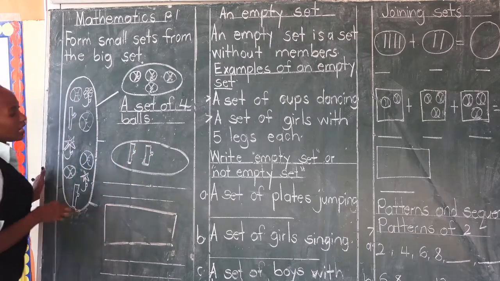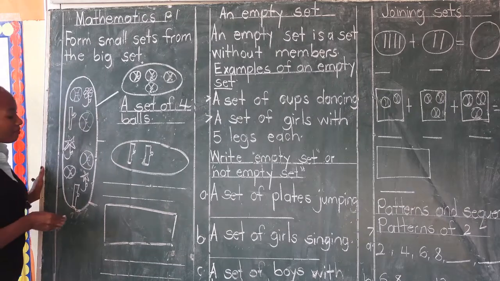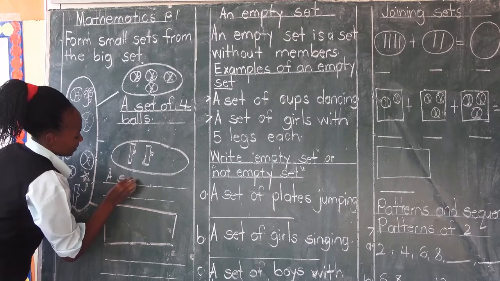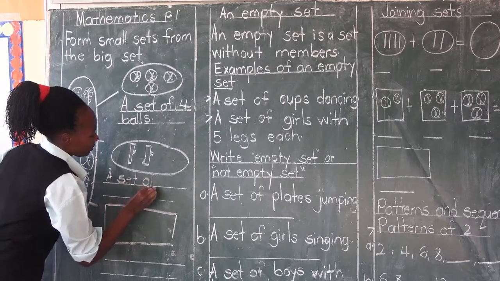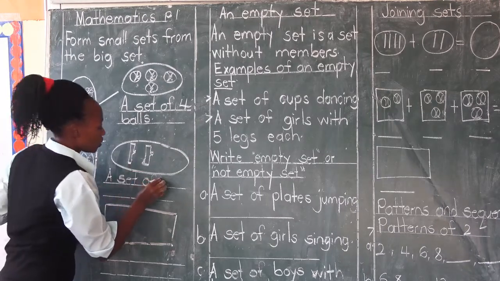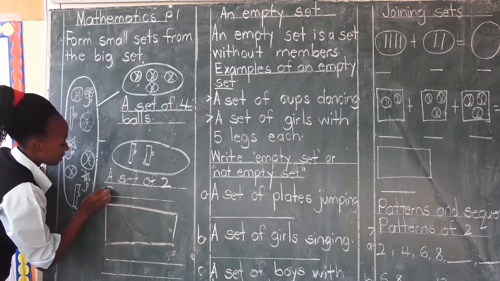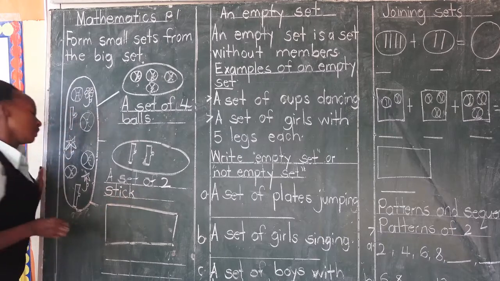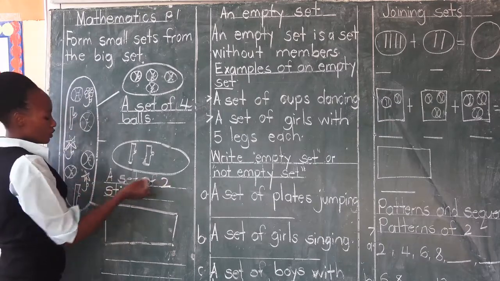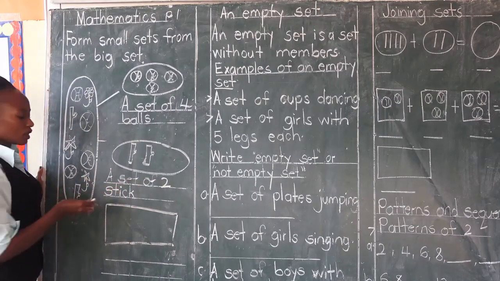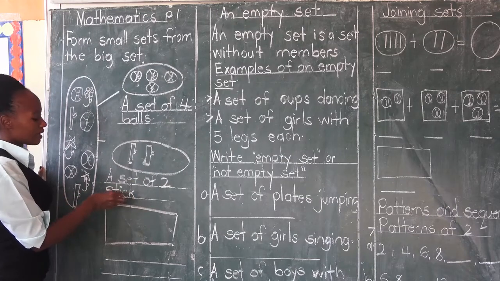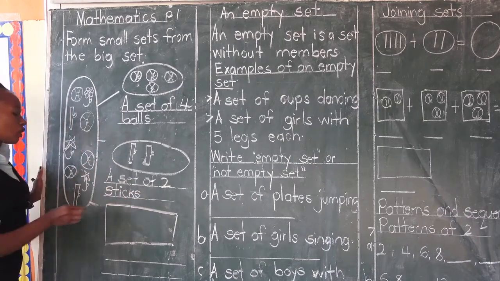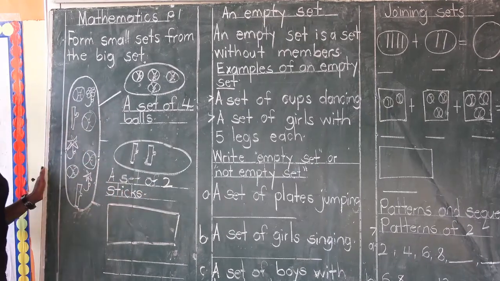After drawing them, now we are going to name our set. A set of, how many are they? There were 2. A set of 2 sticks. And some people tend to write a set of 2 stick. This is wrong. Don't forget to add the S, because the sticks are more than 1. Now it will be a set of 2 sticks.